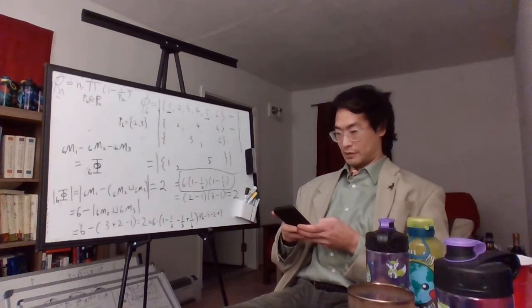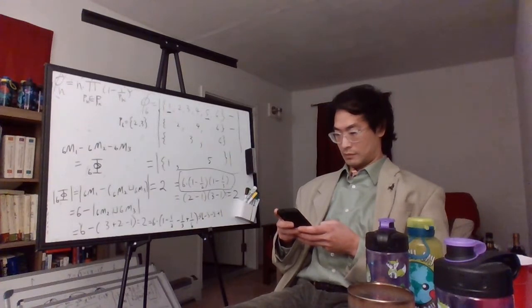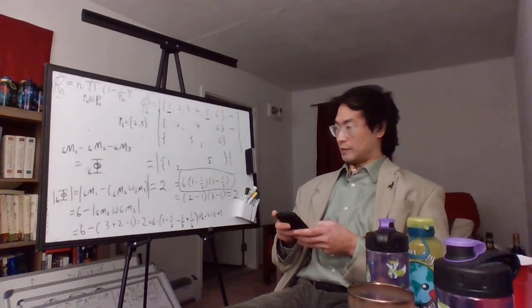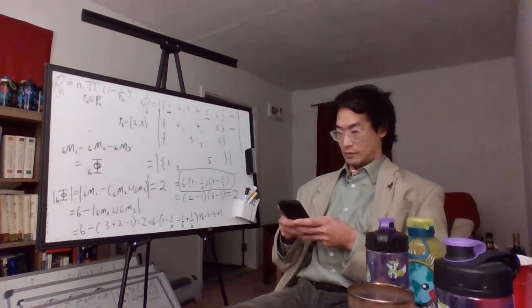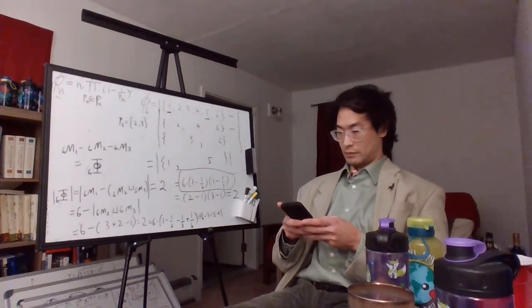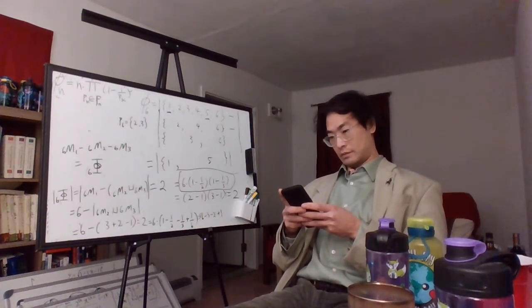Okay, my cell phone is up. Let me give it one more try to download this thing. Asymptotic growth of Euler phi function.